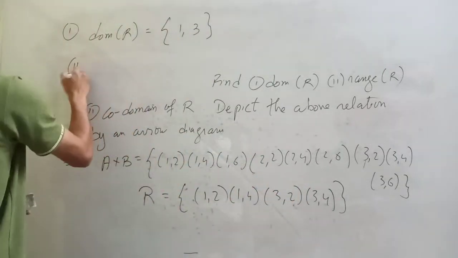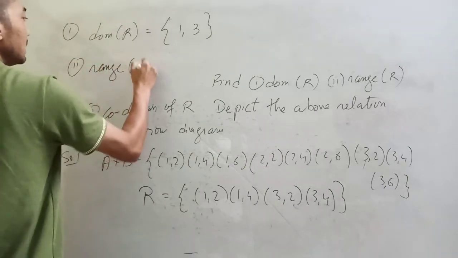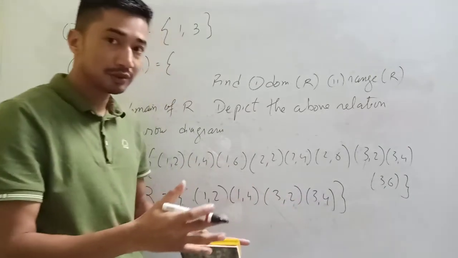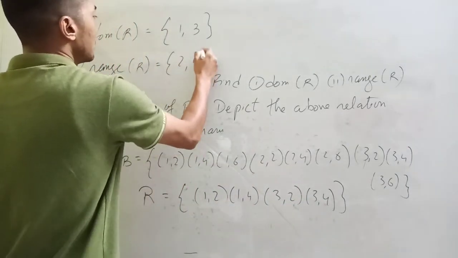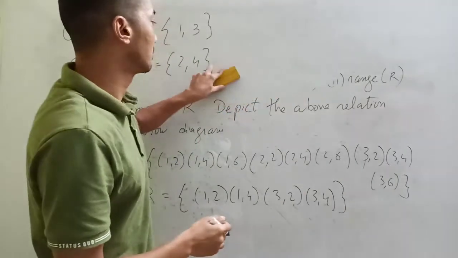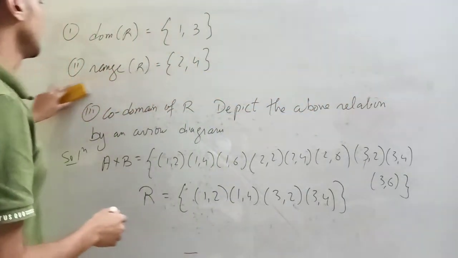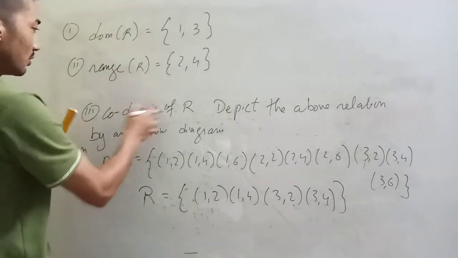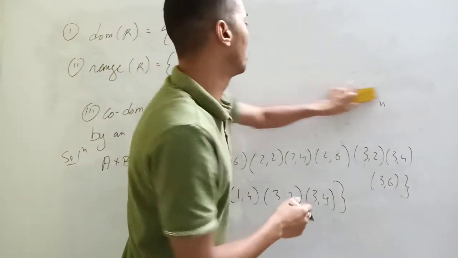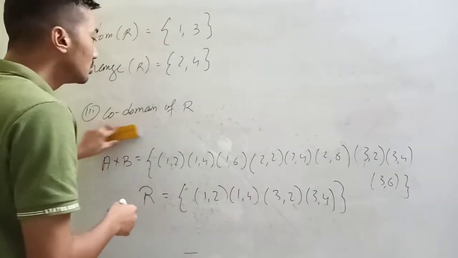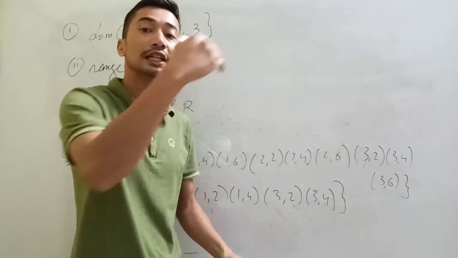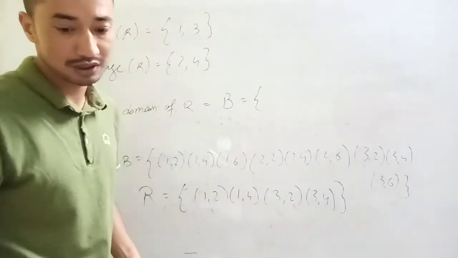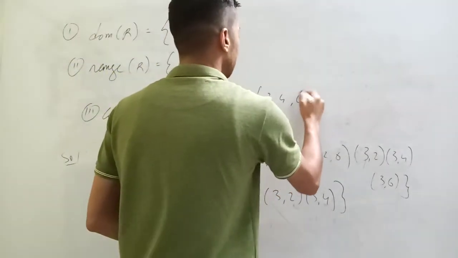Okay. Range of R means the set of second coordinates. So the second coordinates are 2, 4, 2, 4. Repeated elements are taken once, so the second coordinates of the relation R are 2 and 4, and that represents the range. Next, codomain. Codomain is just the second set. Since the relation was from A to B, the codomain is simply the set B. The set B is {2, 4, 6}. Done.